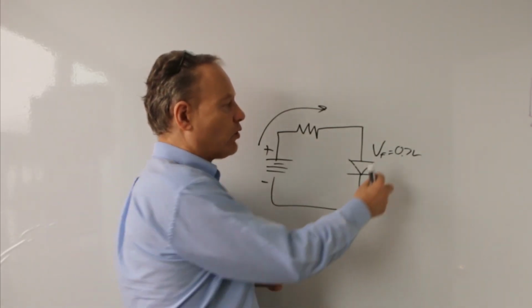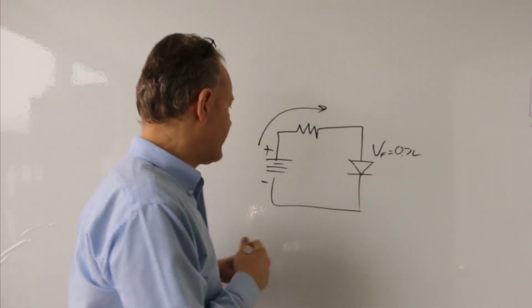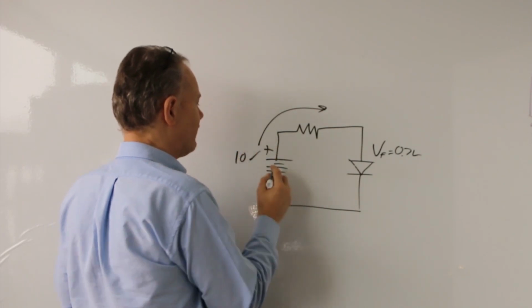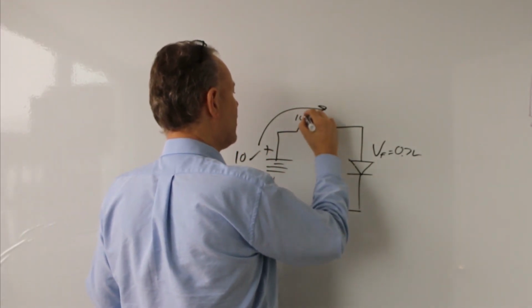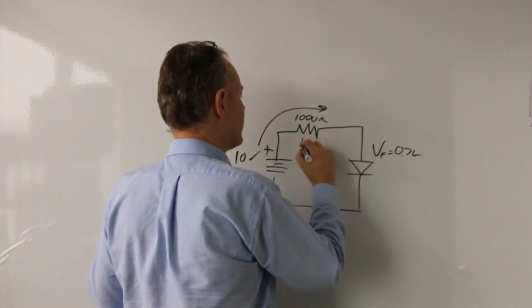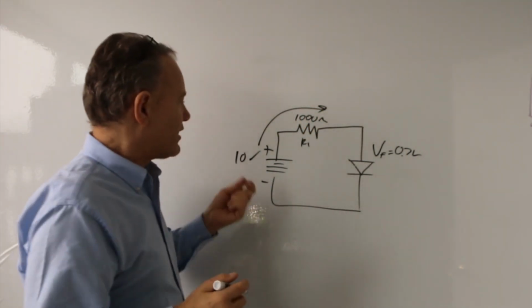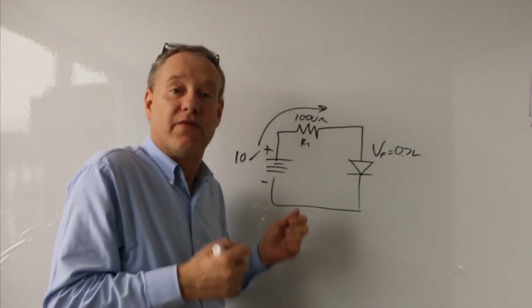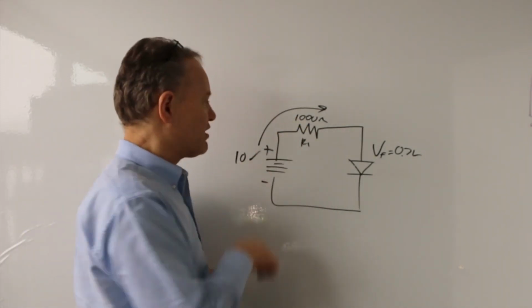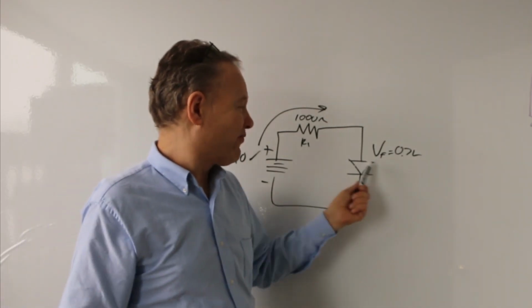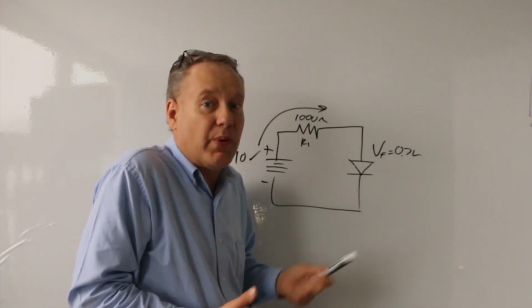So the voltage drop across this is not dependent on this. Let's make that 10 volts. And let's actually put some value here. Let's call this 1000 ohms. We're going to call that R1. So we now have some values here. And I could change that, and I could change that, and the voltage drop across here would remain 0.7.